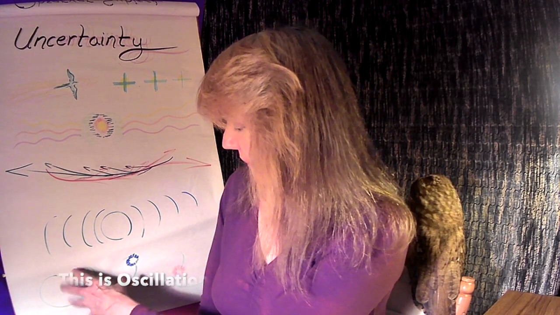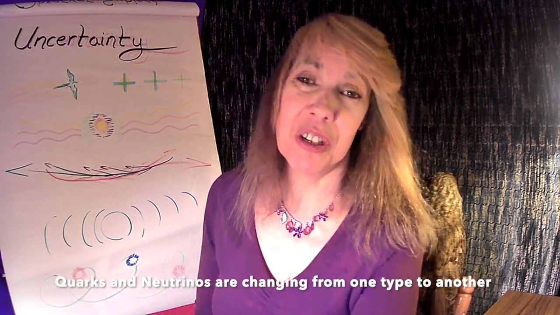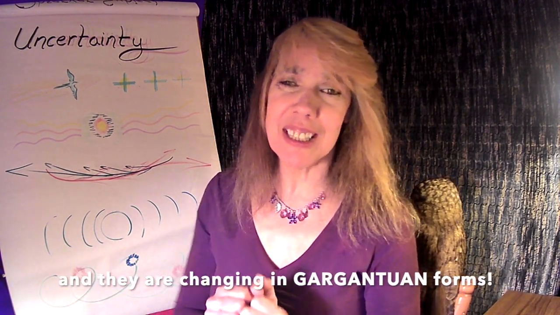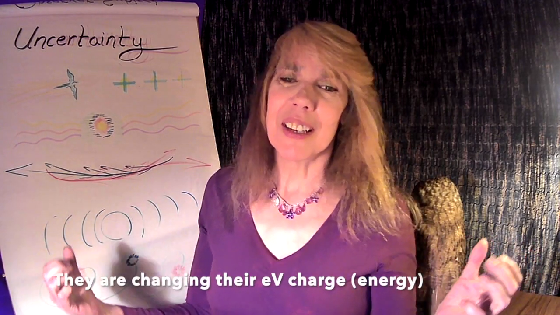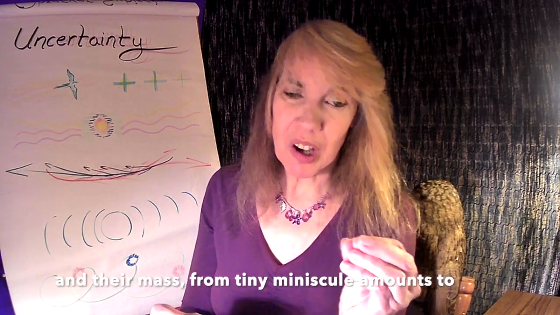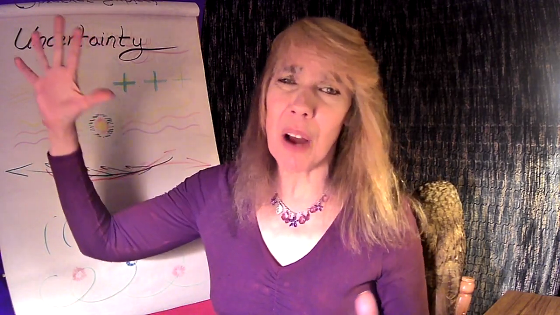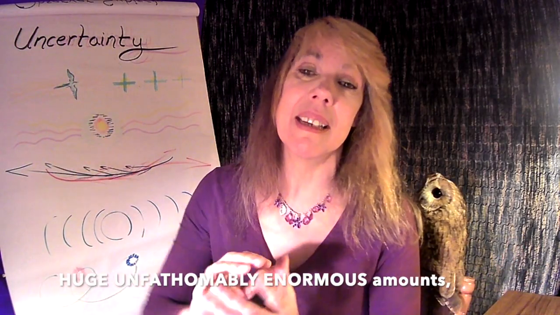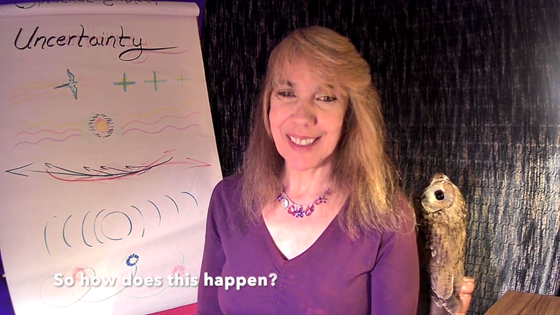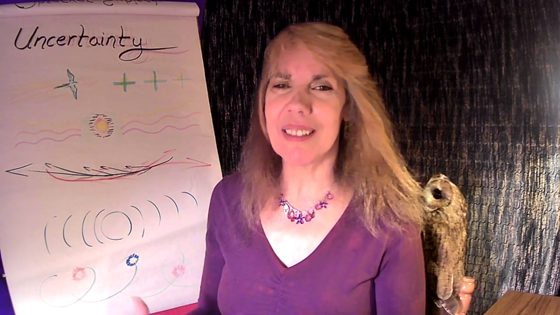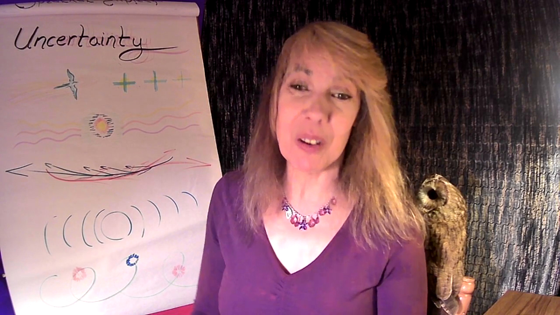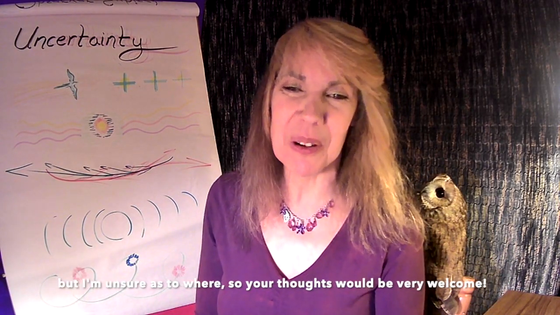So herein you have these particles, quarks or neutrinos, changing from one thing to another, and while they're changing in gargantuan forms, they are changing their electron volt charge and their mass from tiny minuscule amounts to huge, unfathomably enormous amounts, and yet they are the same particle. So how does this happen? This is a subject that I feel is woven in there somewhere into the bedrock of the uncertainty principle, but I'm not sure where, so your thoughts would be very welcome on that.